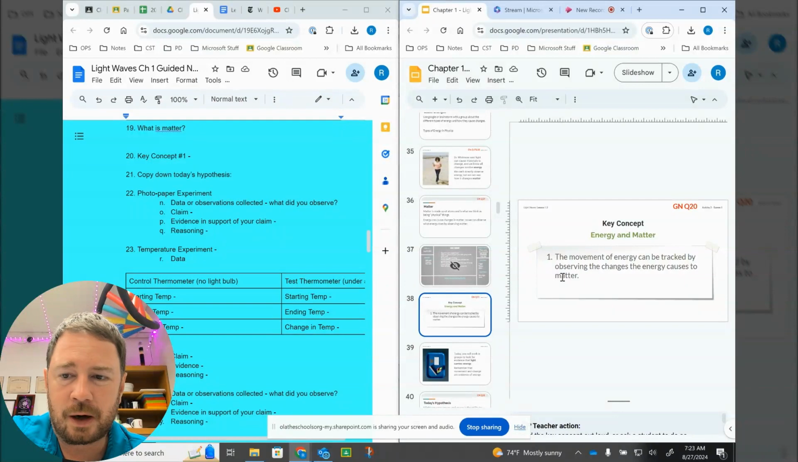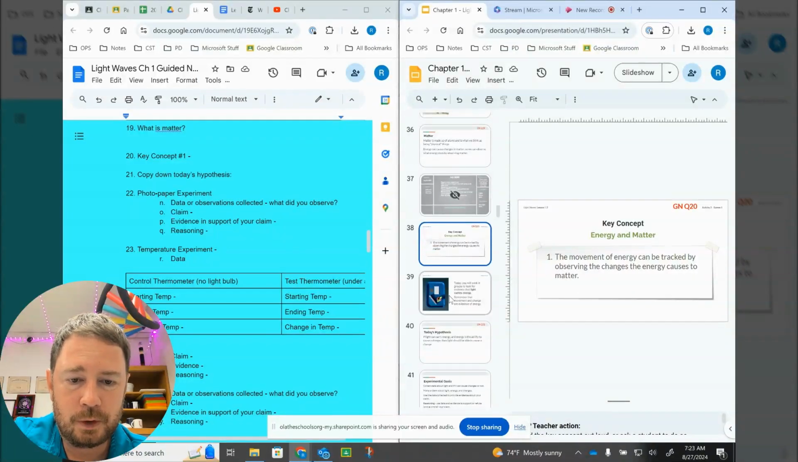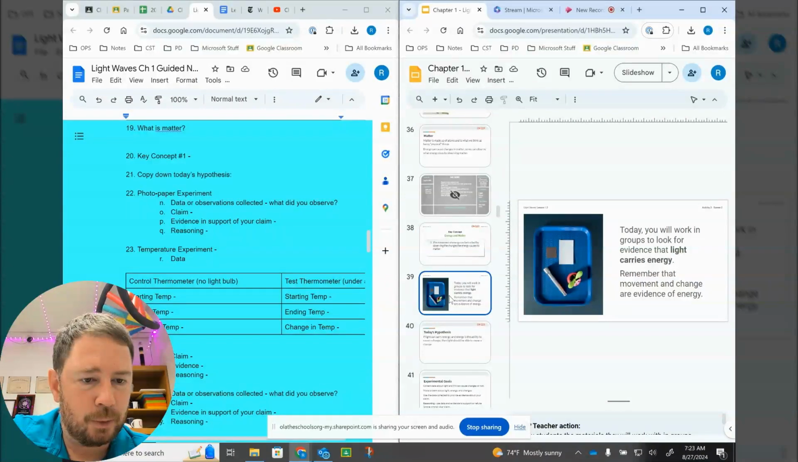So, we're going to do a couple different labs and activities to try to observe energy indirectly by observing what it does to matter. So, we're going to work in groups to identify that light carries energy. We can't see the energy, we just have to observe the changes that it causes.